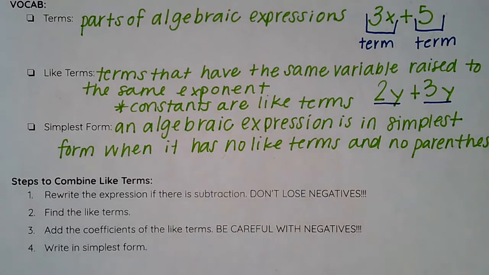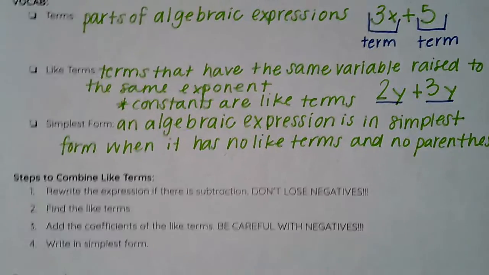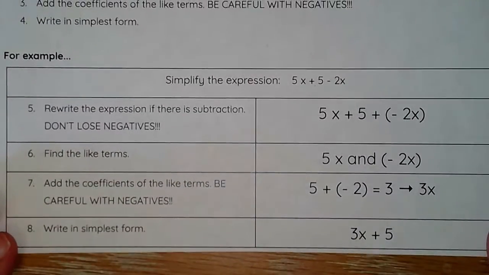Step 3 is to add the coefficients of the like terms. Again, being very careful of your negatives in this step. And then lastly, you write your expression in simplest form. Let's take a look at this example.